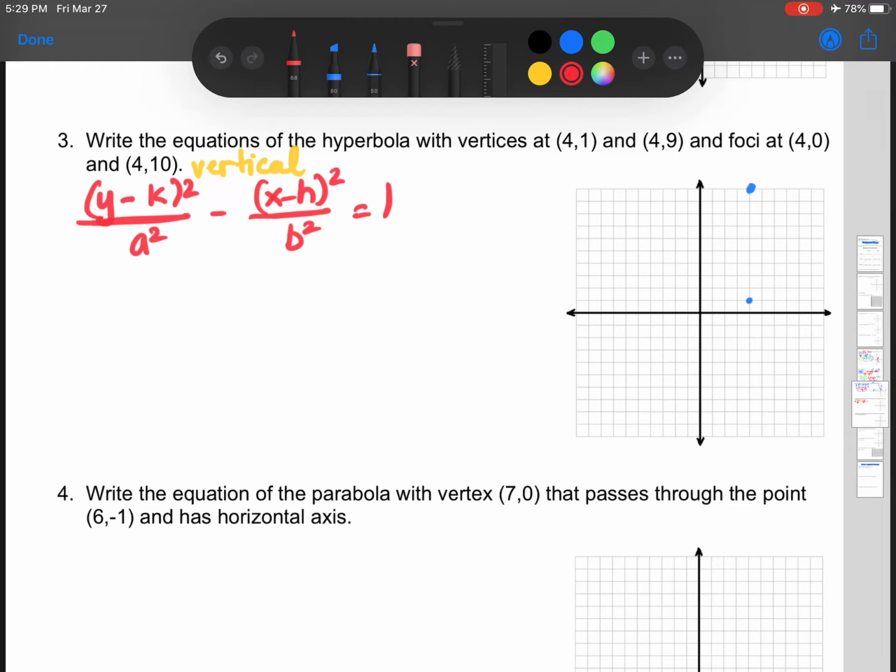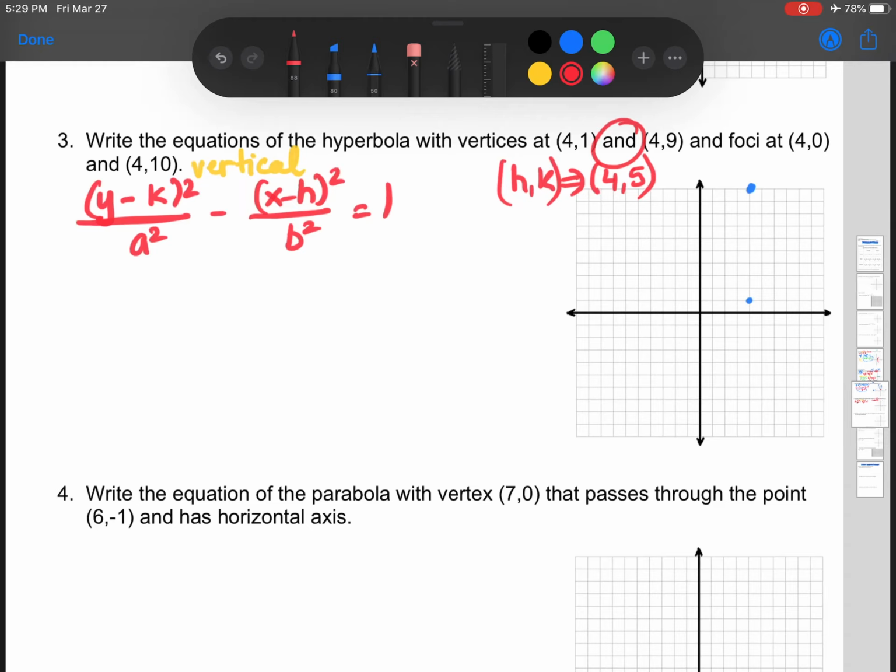Now the vertices are given. What do you know? Where would be the center? The center would be in between these two. Either you can graph it and literally count the boxes, or what is between 1 and 9? It would be (4, 5), right? So your center is (4, 5). Your (h, k) is (4, 5). We already figured out our h and k.